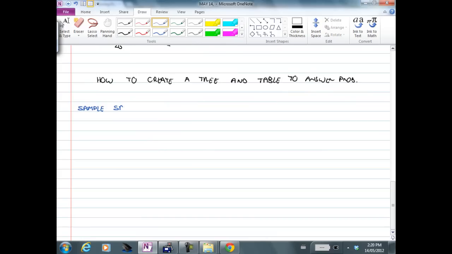Sample space. Sample space is a list of all possible outcomes. That's what a sample space is: a list of all possible outcomes. So here's how it works.